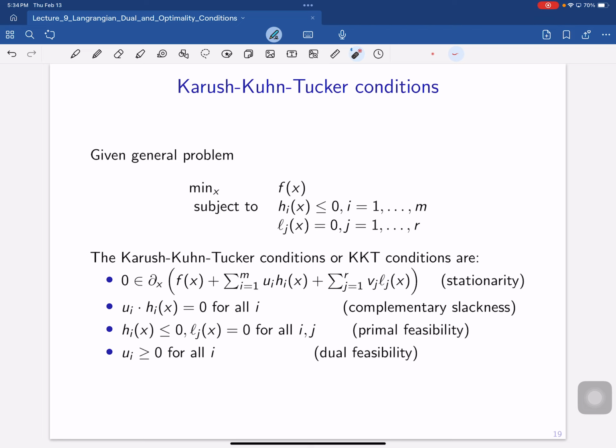We only gave you a first order optimality condition, but that is very difficult to check. So you need an easy-to-check optimality condition in order to design an algorithm. That's where this Karush-Kuhn-Tucker condition comes into play.